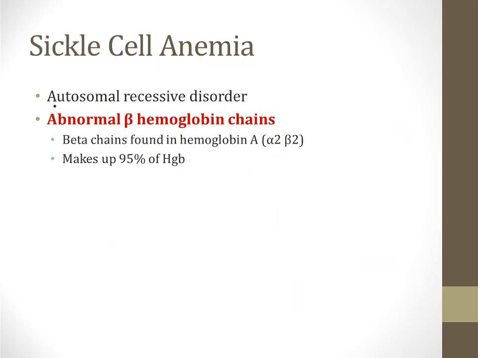This is a genetic disorder. It is an autosomal recessive disorder, and it is caused by abnormal beta hemoglobin chains. Recall that beta chains are found in hemoglobin A. Hemoglobin A is made up of 2 alpha chains and 2 beta chains, and this is the most common type of hemoglobin in the adult. It makes up 95% of adult hemoglobin.